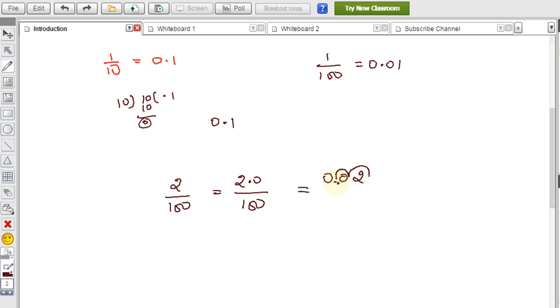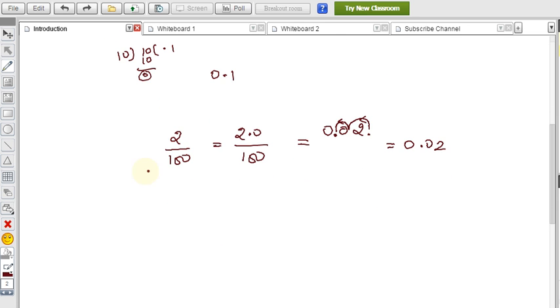Now here is the point. This point is transferred to this place, and we take the previous value. So 2.0 by 100 is 0.02. Similarly, 1 by 1000: 1 divided by 1000. 1 is actually 1.0, so 1.0 by 1000 we can write as 0.001, because there should be 3 digits after the point because of the 3 zeros. Any number you can write like this.